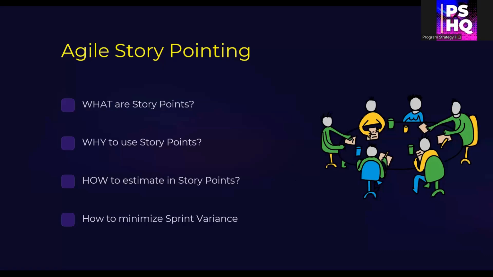Everyone, in this video, let's learn about Agile Story Points. We will see what story points are, why to use story points, how to estimate using story points, and how to minimize sprint variance. The concept of sprint variance is an extension that we can cover when we learn about story points, and it will be good to know more and understand how we control it. Let's dive in.